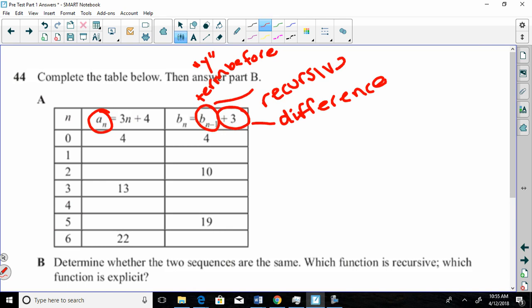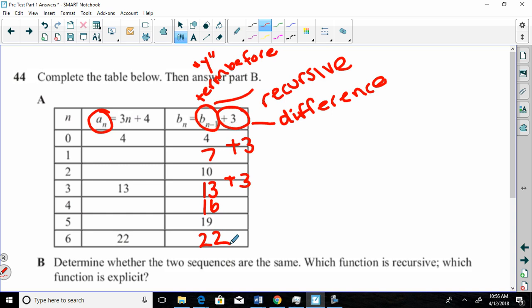So what is it saying? It's saying take the term before, and what should we do to it? Add 3. So what should we do to 4? Add 3. What do we get? 7. And we just keep adding 3, 16, 19, 22. So we just added 3 each time. So if I wanted to get to the 100th term, if they only gave me the recursive, I would literally have to add 3 100 times, right?